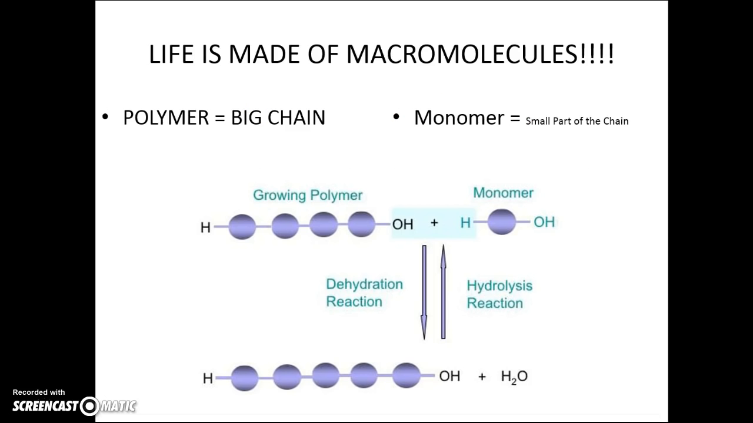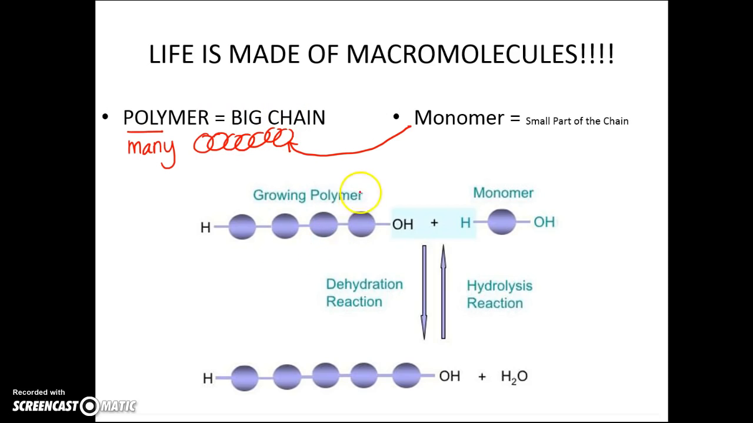So let's keep going. The word polymer, poly just means many, right? So it's just a bunch of molecules linked together. The polymer is the big chain, and each single ring would be the monomer. And so let's talk about how these big chains are made.